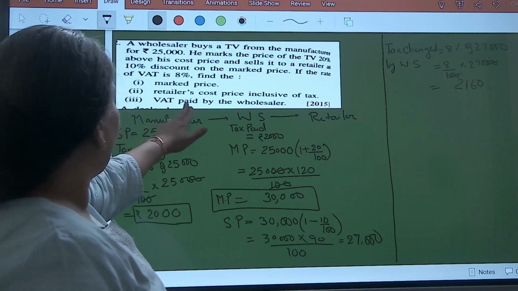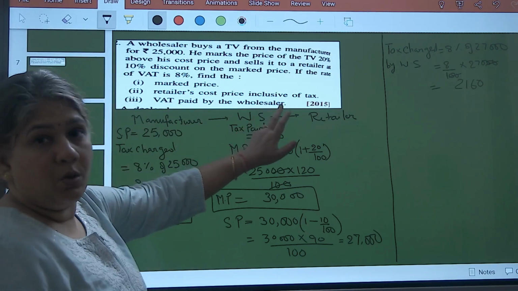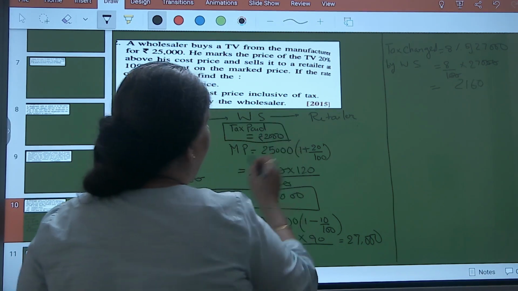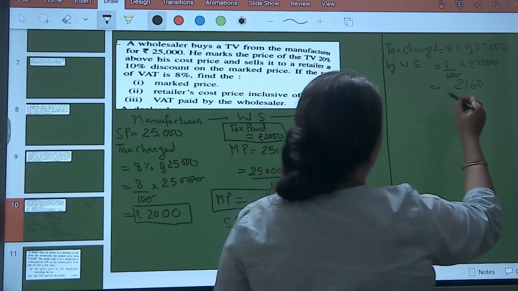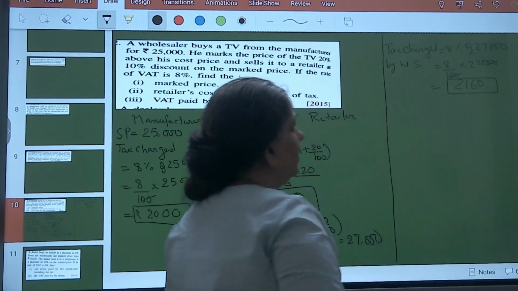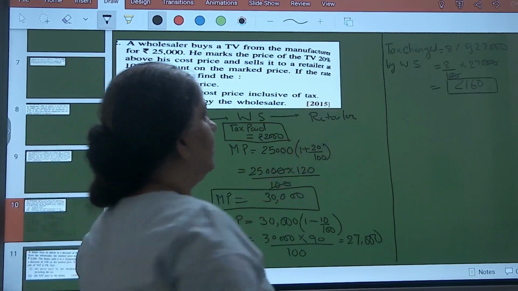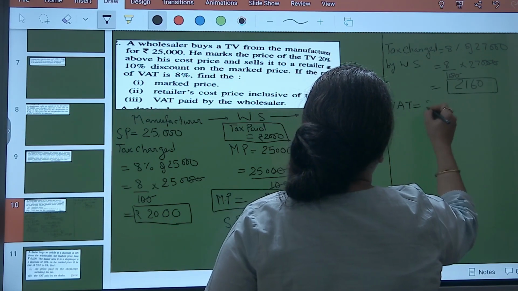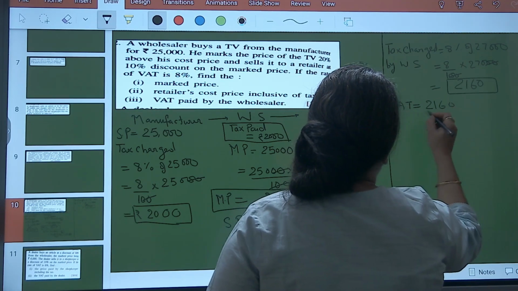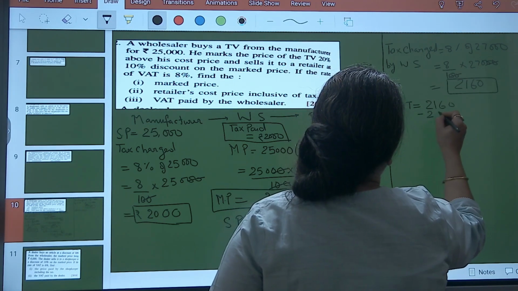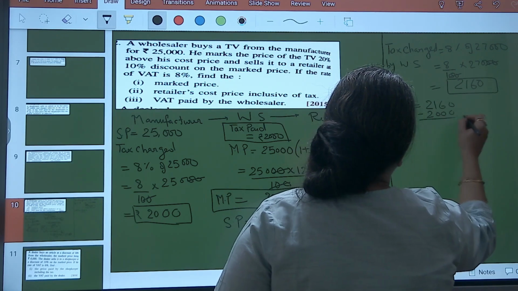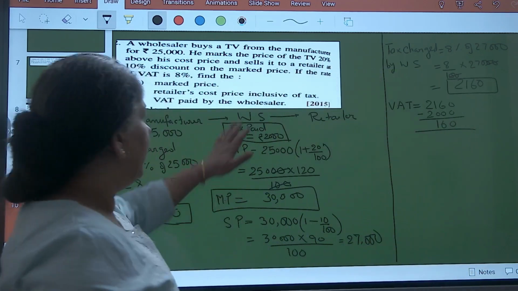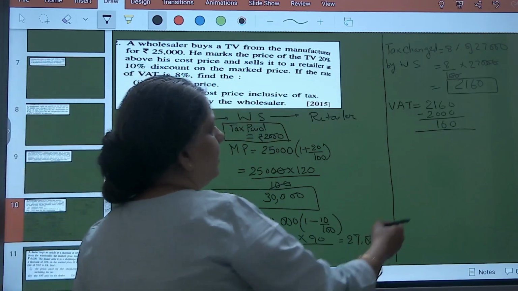See, third part of the question is VAT paid by the wholesaler. So tax paid we already know, and tax charged by the wholesaler we have already found out. So VAT will be the difference of these two. VAT is equal to tax charged by the wholesaler minus tax paid by the wholesaler. So rupees 160 is the VAT paid by the wholesaler. This is the third part.